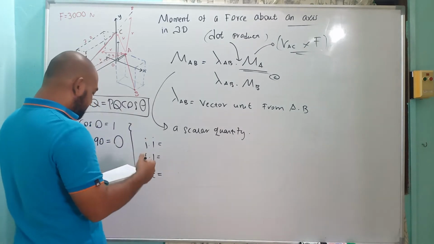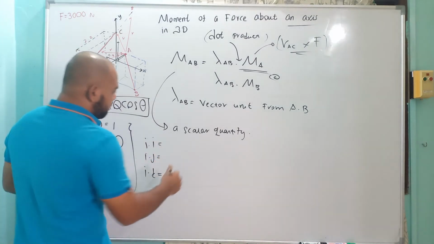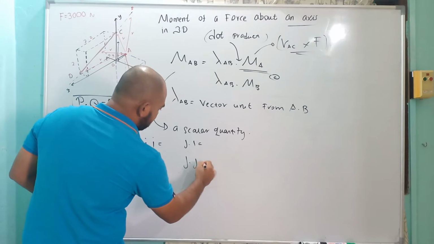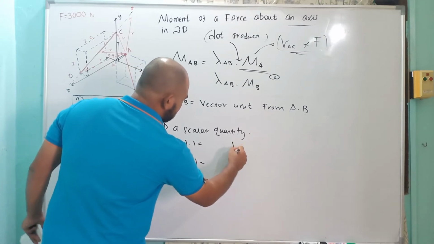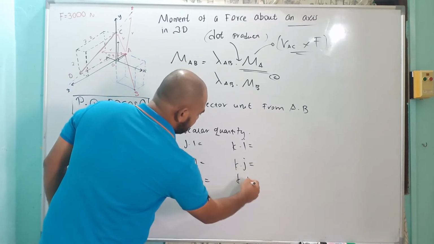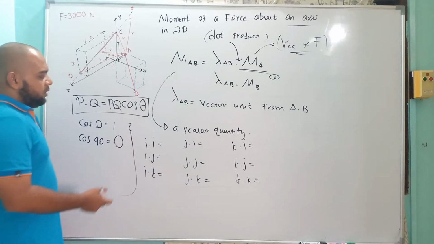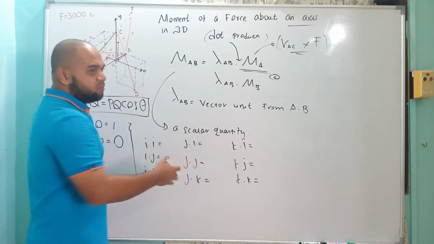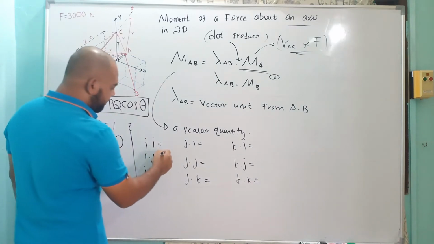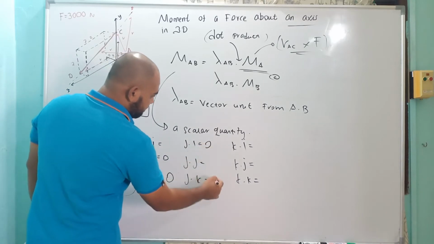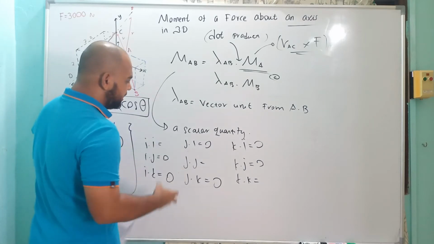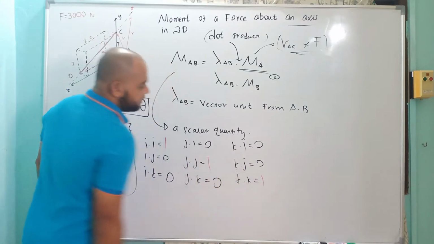So we have i·j, i·k, and then what else? j·i equal to, j·j equal to, j·k equal to, k·i equal to, k·j equal to, and then k·k equal to. Okay, for i·j, i·k, and so on, we know the angle between them is 90 degrees, so cos 90 degrees is 0. Everything here will be 0, 0, 0, 0, 0, 0. Only i·i, j·j, and k·k are equal to 1.